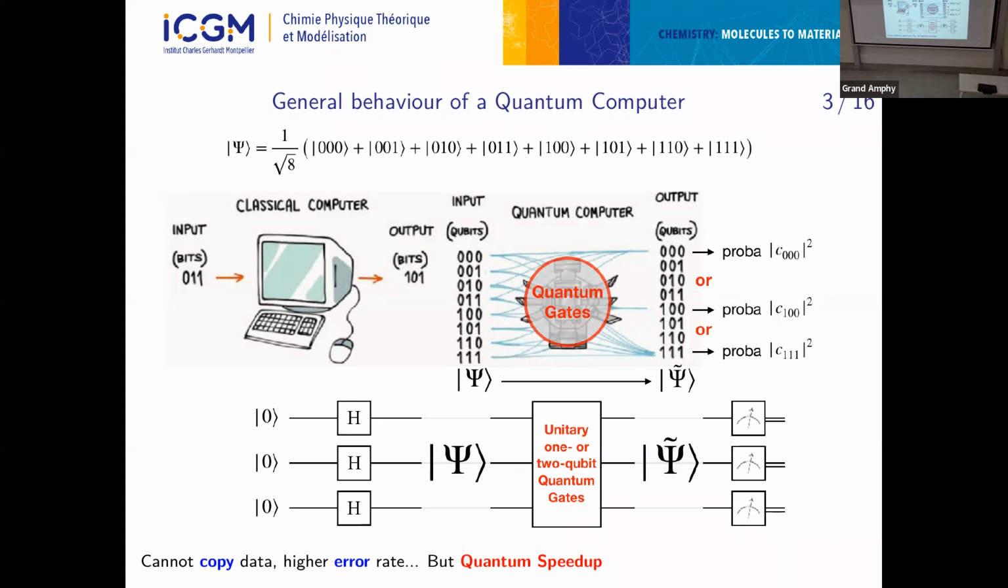And so if you want to have actually access to those contributions, you have to do the full circuit and measure it many times to accumulate statistics. It's really different from a classical computer. It cannot copy data because of this collapse. It has a much higher error rate, so we also have to deal with that. But still, we can encode a many-body problem with only a linear number of qubits with respect to the system size.